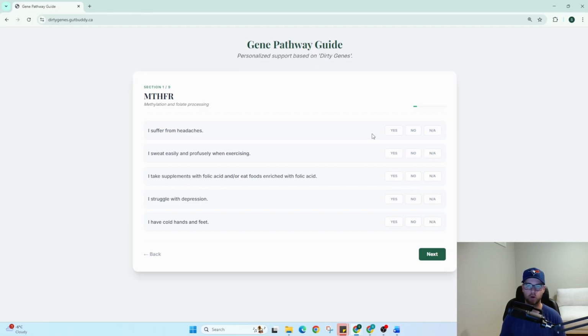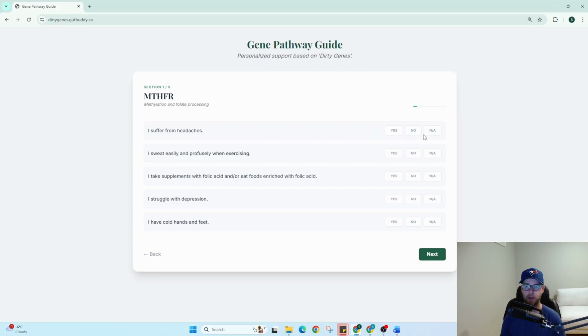The first gene we're going to go through is MTHFR, which handles methylation and folate processing. When you go to answer these questions, you have yes, no, or not applicable, or you're not sure, you can answer it that same way. When you are answering them, think about what is mostly true most of the time for you and answer it that way. I am going to go through it and answer it as an example, so you can follow through. I will walk through each of these questions and explain more. There's a few of them that might need a little bit more detail.